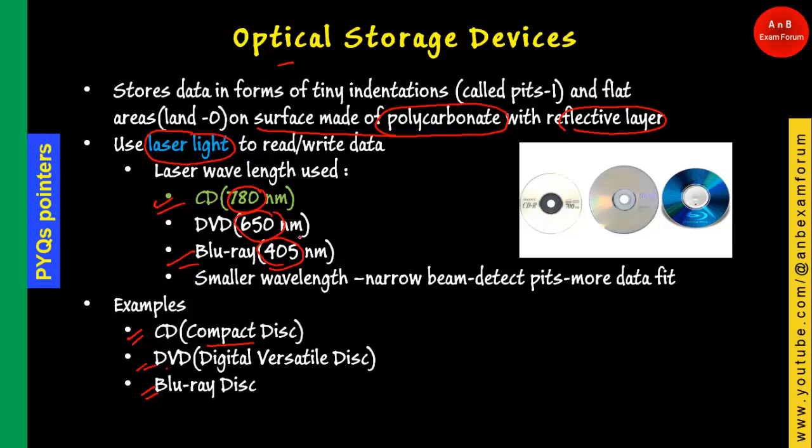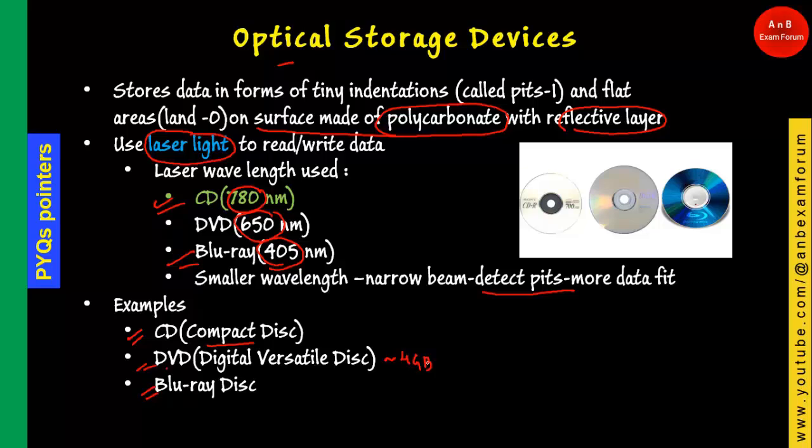So what is the advantage of having this wavelength? You can also think like the smaller the wavelength will be, the narrower will be the beam, and it is able to detect those pits, and therefore more data can be stored. So Blu-ray disc stores GBs of data, whereas CD is generally used for storing data up to 700 MB. DVD is generally used to store data up to 4 GB.